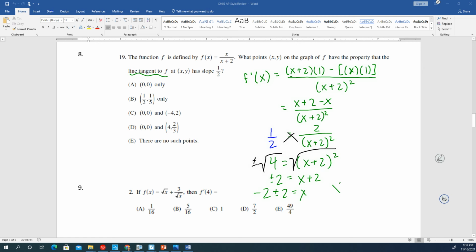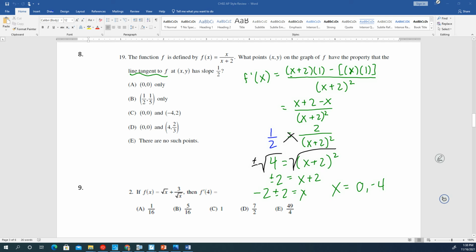All right, I get x values then. Negative 2 plus 2 would be 0. Negative 2 minus 2 would be negative 4. Now, I know it told us to find the points. But looking at my multiple choice options, the only one that has x values of 0 and negative 4 is choice C, right? So after we find those, we can really just save time and not go any further.